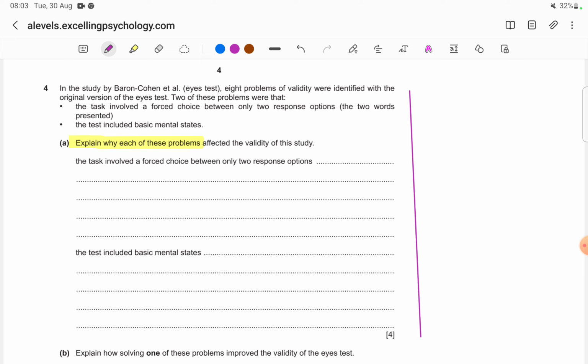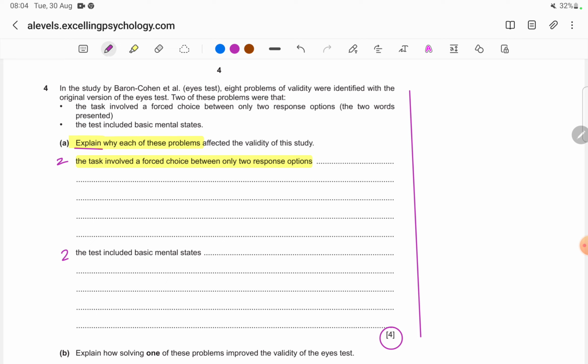Okay, like I told you in the previous video, if the command term is explain, we need to make sure that we are reasoning out whatever answer we are giving. We don't just state answers or just name things. We reason it out. And here we can see the marks allotted to this question are 4. So it is understood that 2 marks will be allotted to what we answer for the task involved and 2 marks for the test involved. Okay, first I will deal with this first part. The task involved a forced choice between only 2 response options.